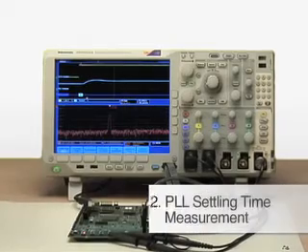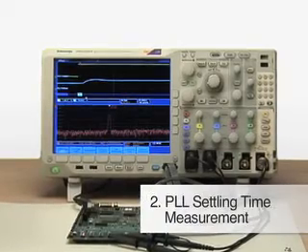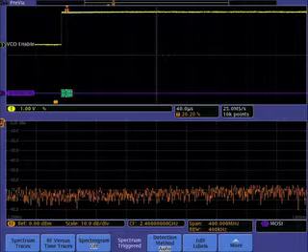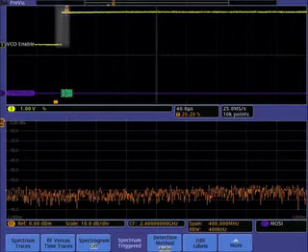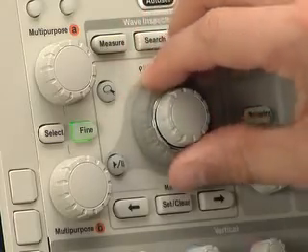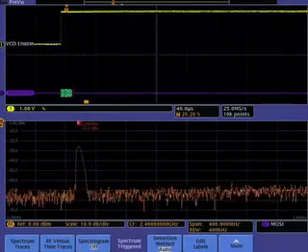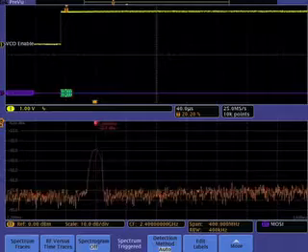Now let's look at an example of a phase lock loop. Here a command to change frequency has been sent over the SPI bus. The voltage-controlled oscillator or VCO-enabled signal goes high and the VCO begins changing frequency. By scrolling through the acquisition, you can see the RF spectrum is changing over time as the VCO moves to the new frequency.